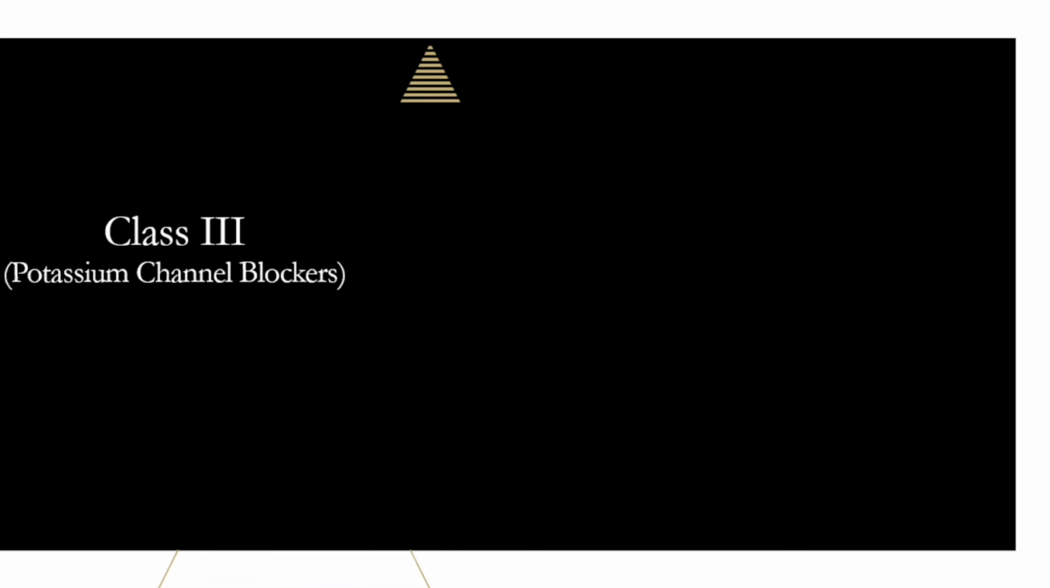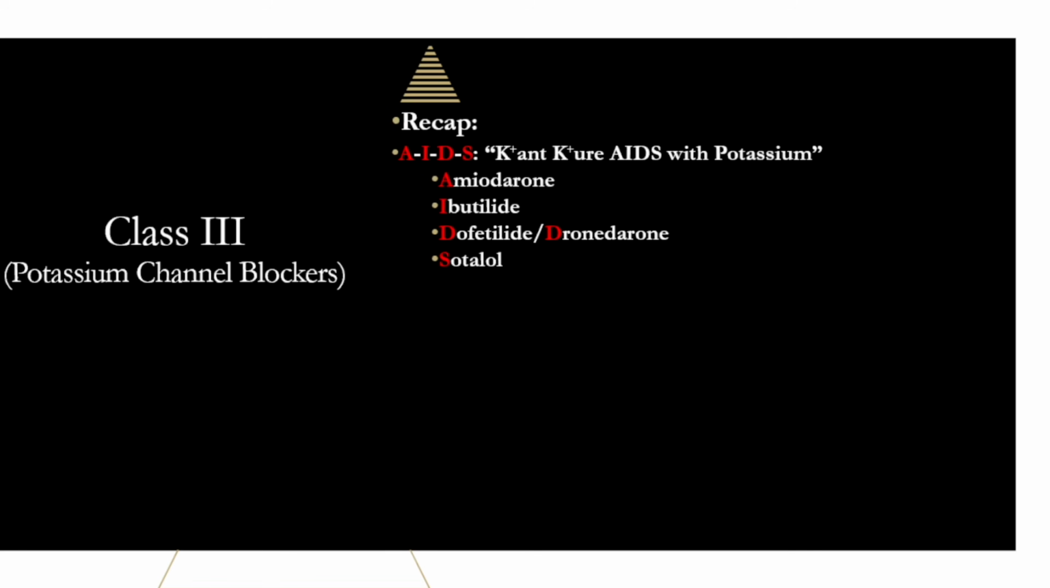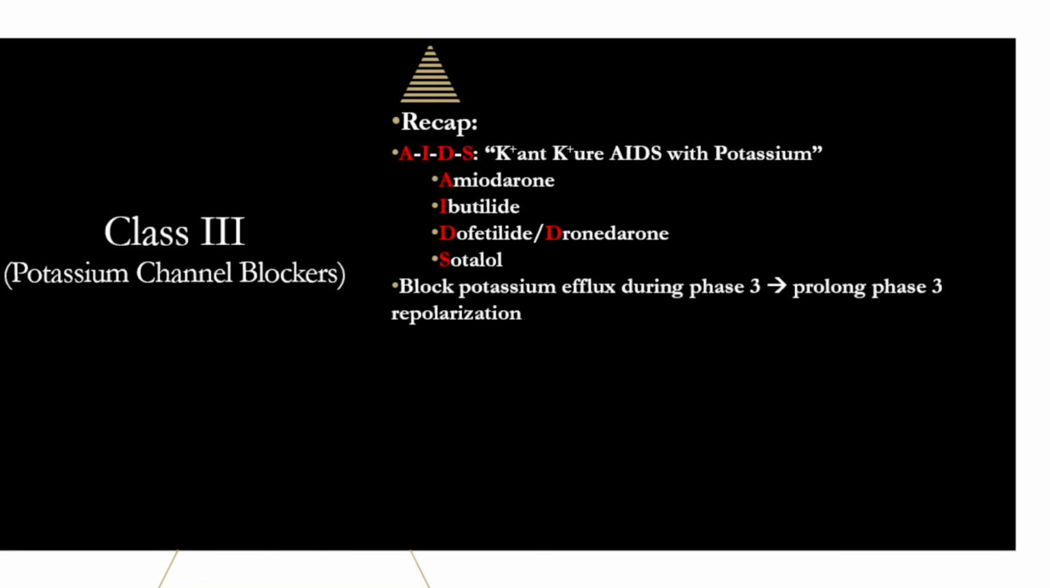All right, that's our class 3 antiarrhythmics. Remember the meds by remembering the mnemonic AIDS: amiodarone, ibutilide, dofetilide, dronedarone, and sotalol. You can't cure AIDS with potassium. Remember they block potassium efflux during phase 3, prolonging phase 3 repolarization. These drugs can prolong the QT interval with the potential of developing torsades. The highest yield med to know is amiodarone.